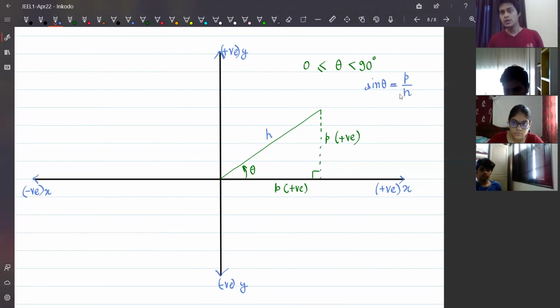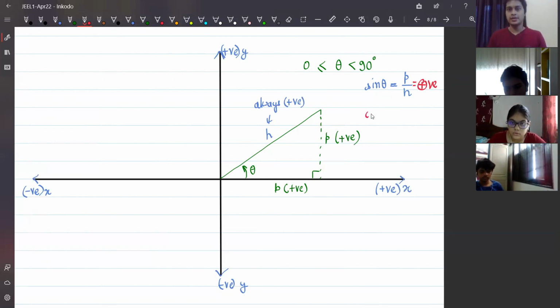Remember, this is a trick to find out the trigonometric ratios for all the other angles. So sine theta is perpendicular upon hypotenuse. Hypotenuse is always taken positive, and perpendicular is positive. So sine theta remains positive in the first quadrant.